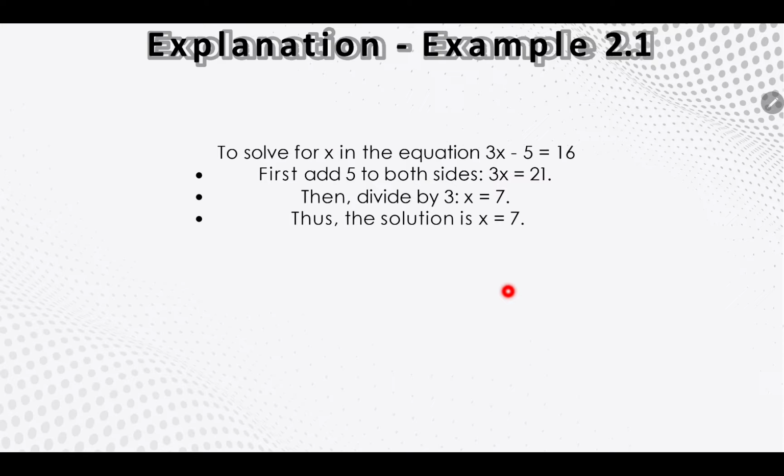And this is the explanation for example 2.1. To solve for x in the equation 3x take away 5 equals 16, first add 5 to both sides, which gives you 3x equals 21. Then you divide both sides by 3, which gives you your solution, x equals 7.